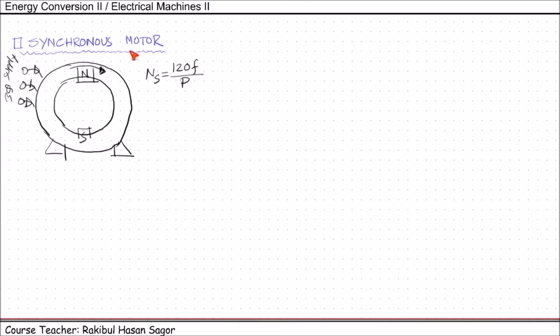However, for synchronous motor case, we will have a certain configuration in a way so that this rotor will always run with the speed of synchronous speed. That means the rotor speed will be equal to ns. And for that purpose, the stator that we are going to use is exactly similar to our induction motor case. That's why I'm not going to repeat the stator configuration here. The only change will occur in the rotor side.